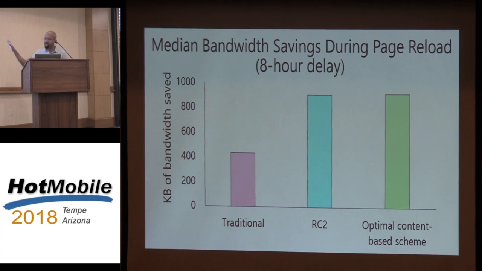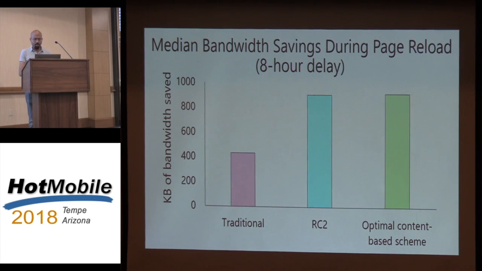Now this slide here is going to describe the amount of bandwidth that is saved by 3 caching schemes. The y-axis is going to represent kilobytes of bandwidth saved. So on the left, we see the performance of traditional caching. On the right, we see the performance of an optimal content-based scheme. And in the middle, we see RC2.